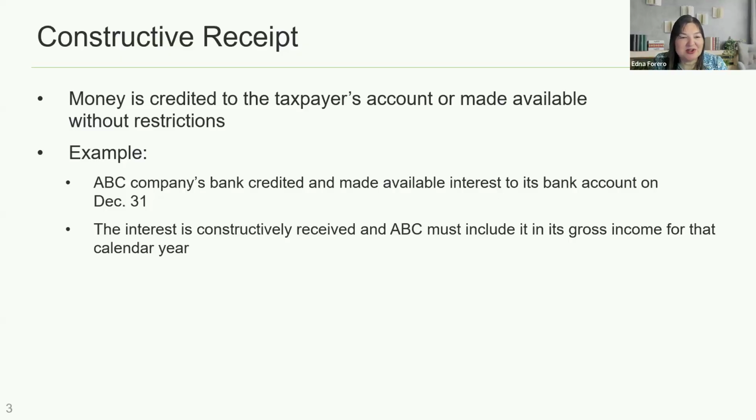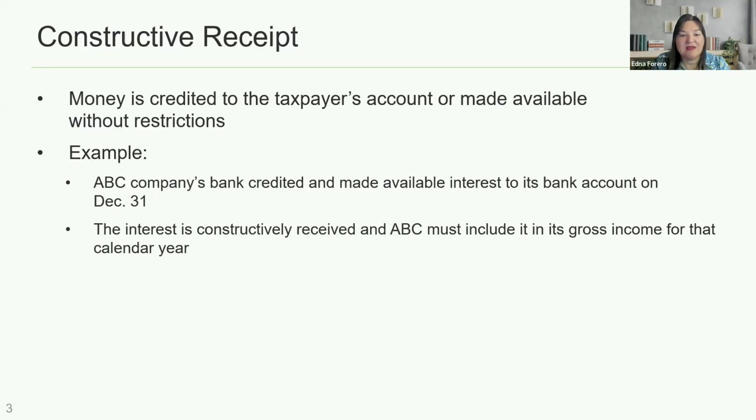So here's an example for you. ABC company's bank credited and made available interest to its bank account on December 31st. Even if your client hasn't seen that money go into their account, even if they haven't withdrawn or used it yet, it is considered constructively received, and they must include it in their gross income for that calendar year. So even if it's the last day of the year, they want to make sure that they include that interest that they've received as income.